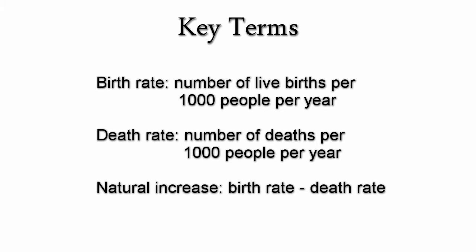The birth rate is the number of live births per 1,000 people per year, and the death rate is the number of deaths per 1,000 people per year. The birth rate minus the death rate is what is known as natural increase. So natural increase is the percentage basically at which a population grows or shrinks.